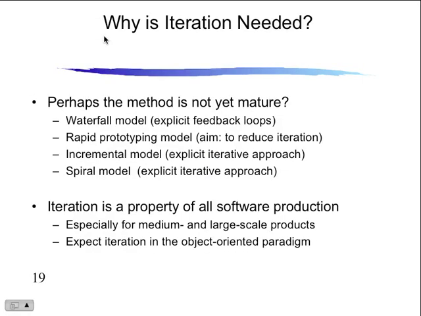So let me go back to the iteration again. Even if we're doing CRCs, we've got to do iteration because we have to look at it, add another card to it, add another card to it. And most of what we're looking at in terms of weaknesses applies to all of our models so far. And here's another example in terms of the waterfall model. Why do we have feedback loops? Well, because it's not a perfect model either.